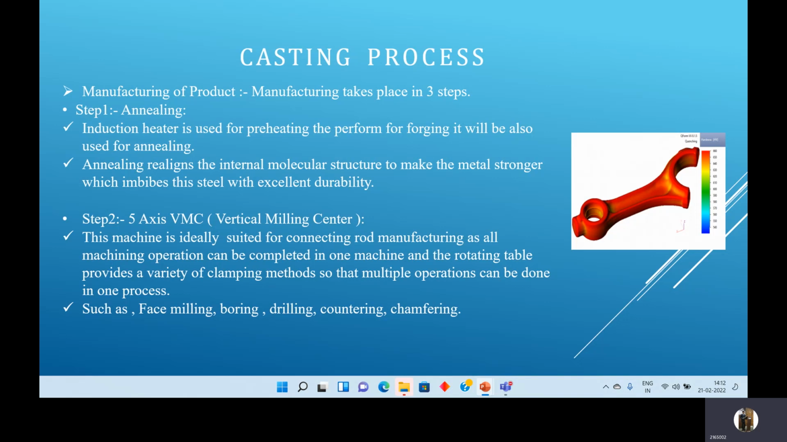Step number two is the 5-axis VMC. VMC stands for vertical milling center. This machine is ideally suited for connecting rod manufacturing, as all machining operations can be completed in one machine, and the rotating table provides a variety of clamping methods so that multiple operations can be done in one process. The multiple operations done in the vertical milling center are face milling, boring, drilling, countersinking and chamfering.